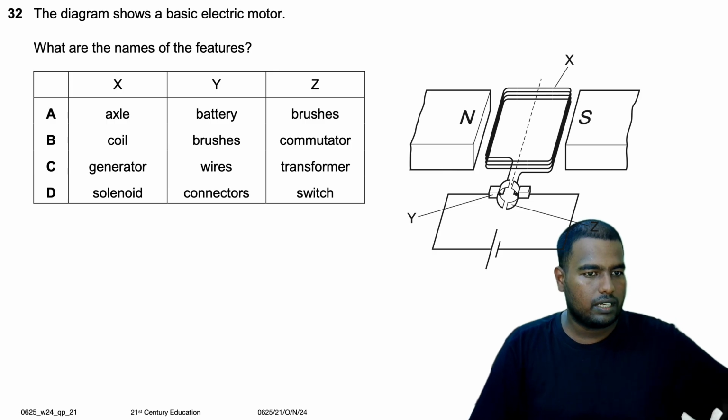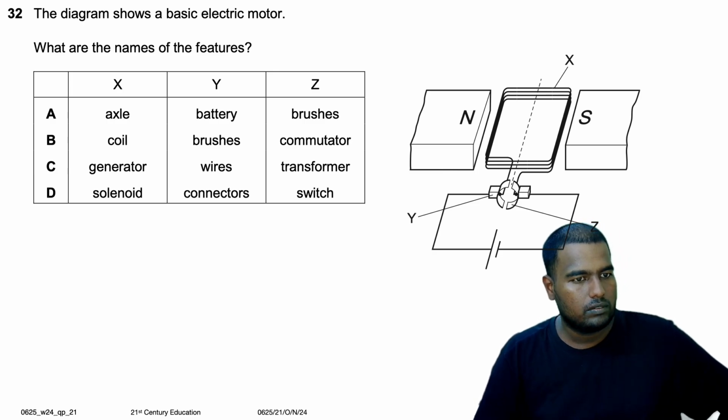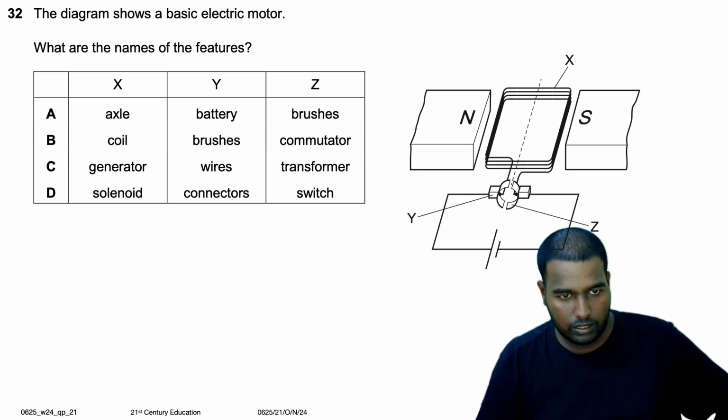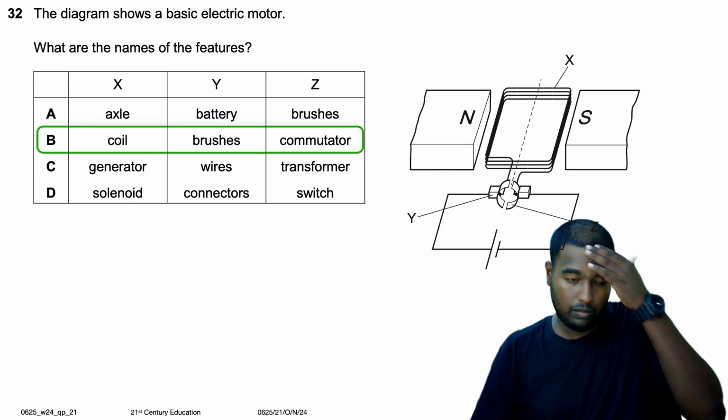The diagram shows a basic electric motor. What are the names of the features? X is the coil, Y is brush, and Z is commutator rings. B.